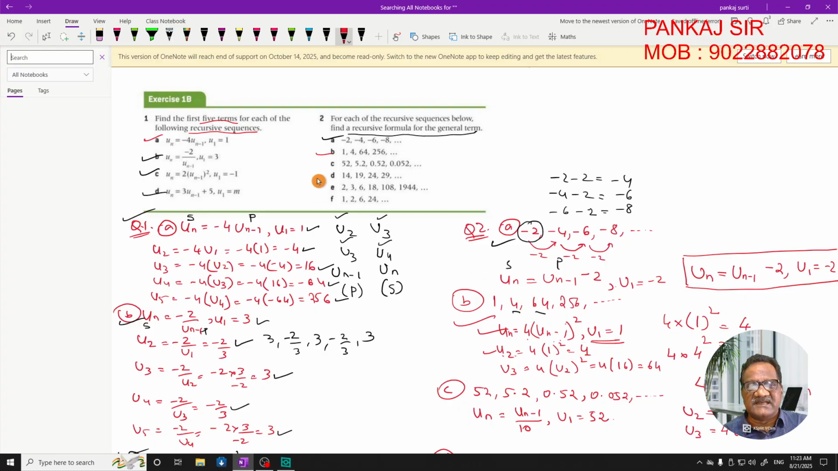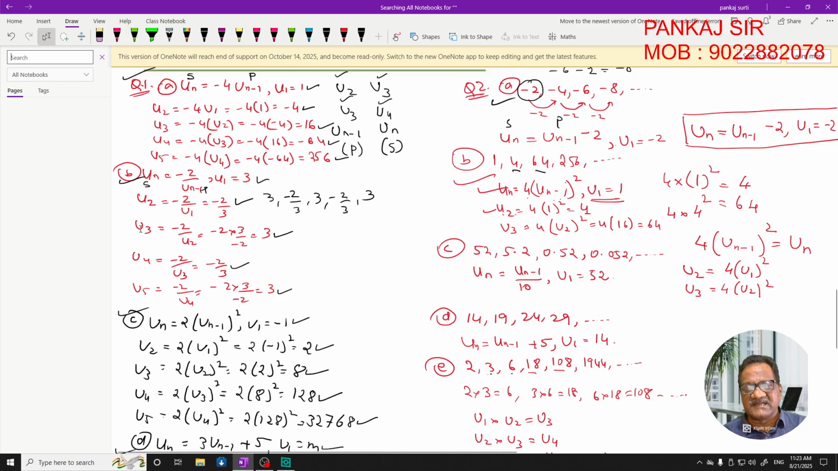Now let us see C. C is 52, 5.2, 0.52, 0.052. If you see carefully this C sequence, what is happening is the successive term and the previous term, how they are related. The successive term you get by dividing the previous term by 10. 5.2 divided by 10 gives 0.52. So you get the successive term from un minus 1, the previous term.